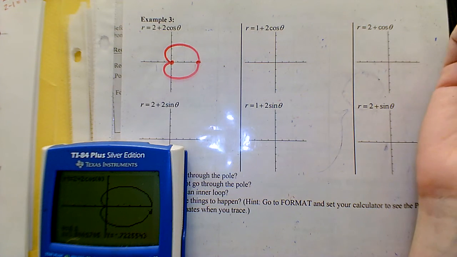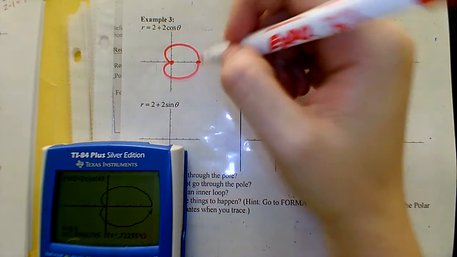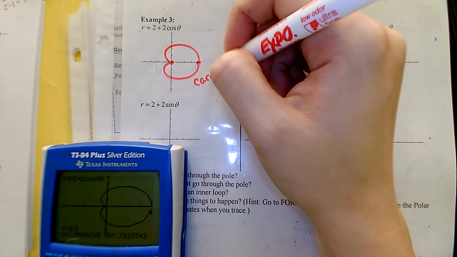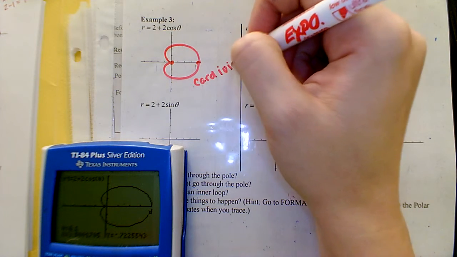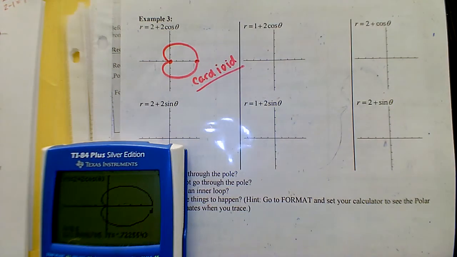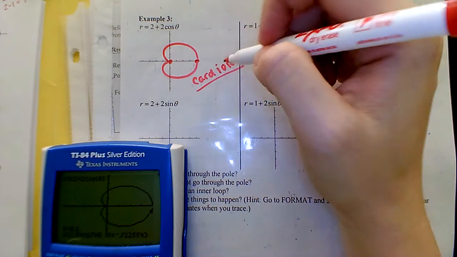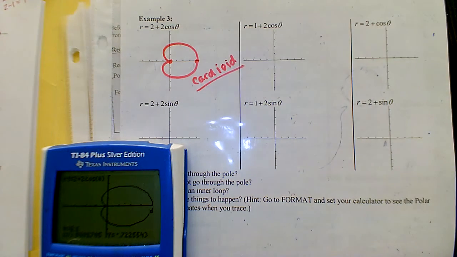So this shape is pretty special for these polar graphs. This is what's referred to as a cardioid. Can you guess why? It looks like a heart. Yep, like cardiac, cardioid. It's referencing a heart.